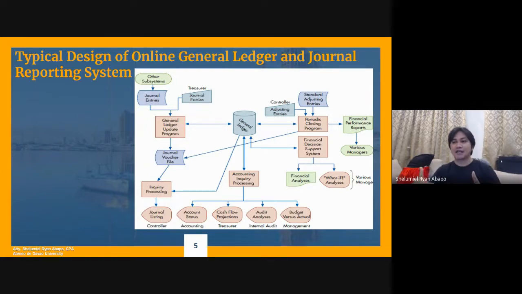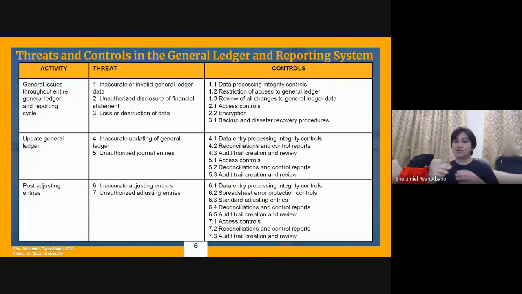So pwede na makita ngayon yung account status, account balances, yung cash flow projections, yung ating budget versus actual variances, which will be determined by the management. So lahat sila naka-anchor sa general ledger. So it's really the end point now of our accounting information system, itong general ledger. Okay? So let's proceed now to our detailed discussion of the different activities, di ba? Sinabi natin we have 4 activities, basic activities under the general ledger and reporting system.